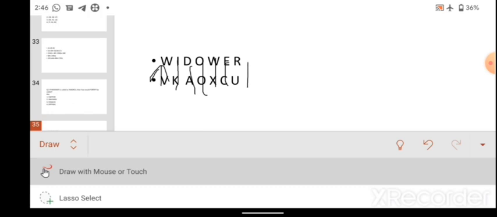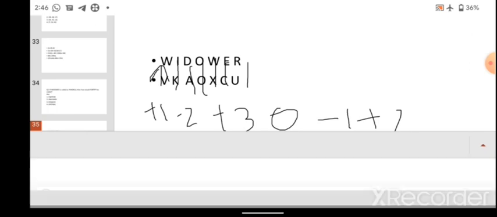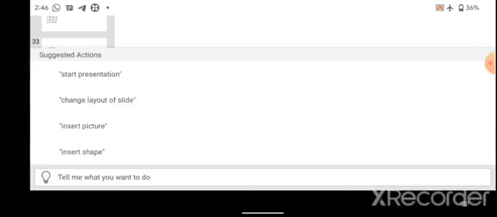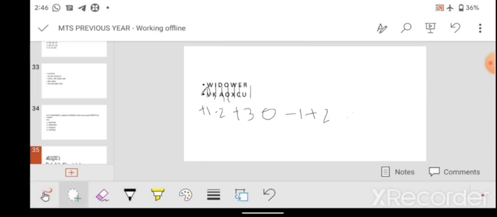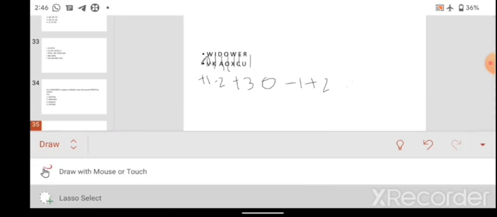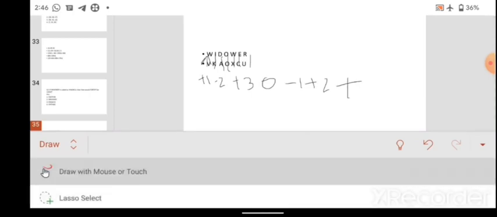So basically, if you see from down, VW, that is plus 1. K to I it's minus 2, then A to D it's plus 3, then O it doesn't change, and then from X to W it's minus 1, from C to E it's plus 2, and from U to R it's minus 3.